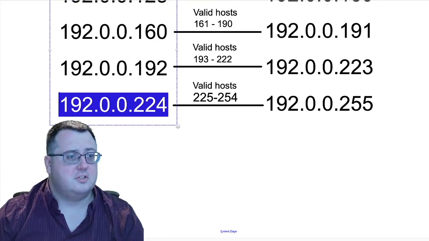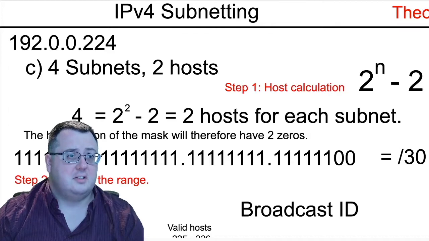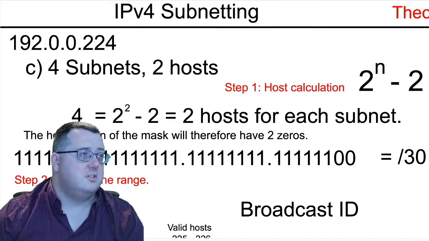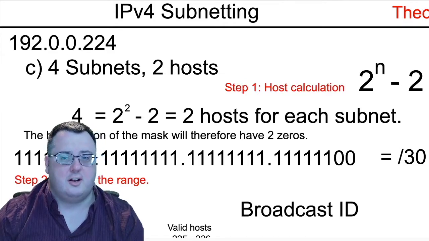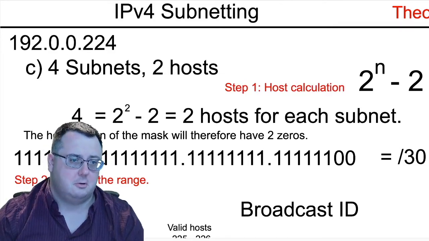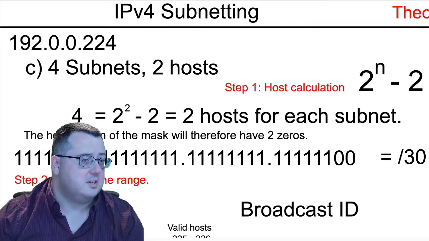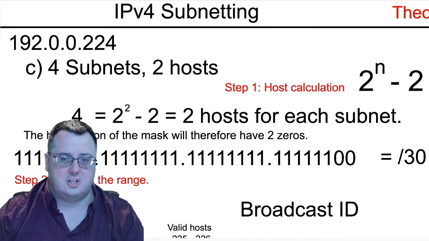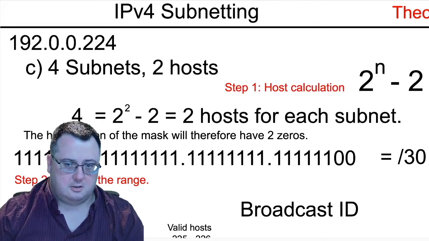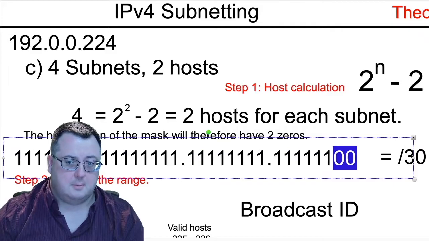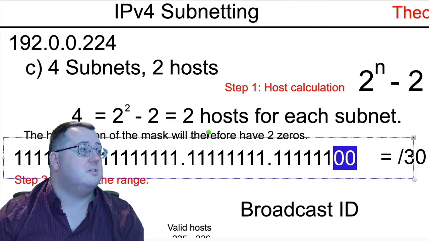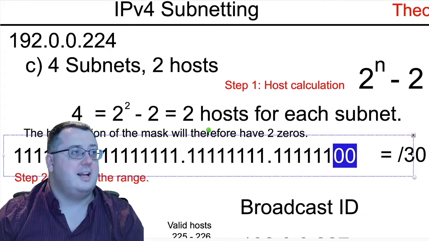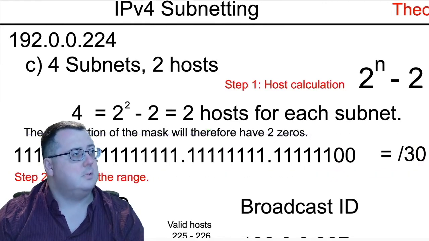Good, let's move on to the next slide. And that is 4 subnets with 2 hosts per subnet. So again, we're going to do the host calculation, 2 to the power n minus 2. We're going to need 4 to generate 2 hosts because 2 squared is 4. 4 minus 2 will be 2 hosts for each subnet. 2 hosts means that there's only going to be 2 zeros in the subnet masks, meaning we're going to have a /30 here.